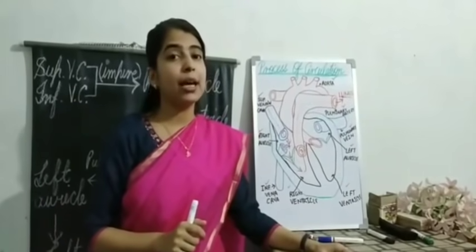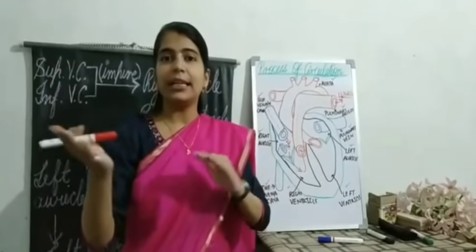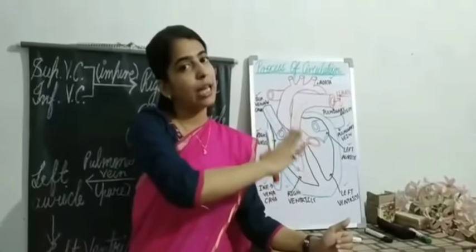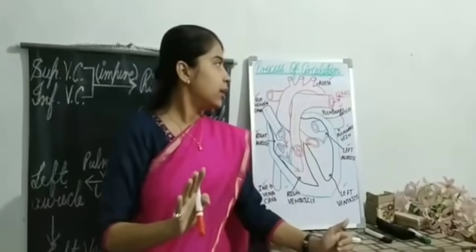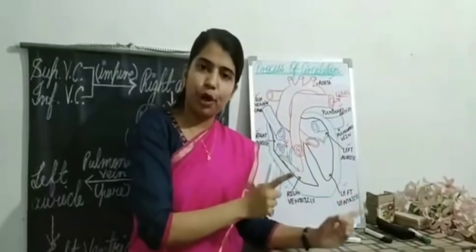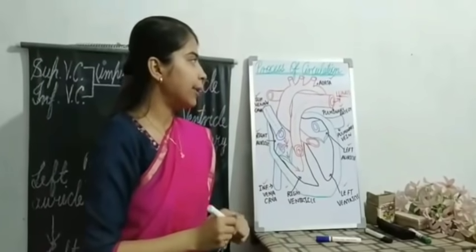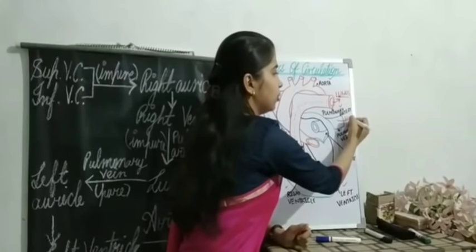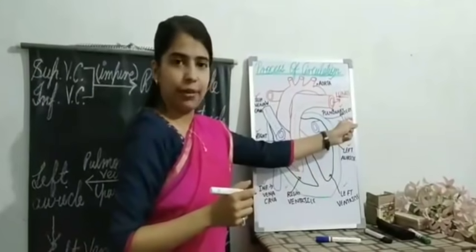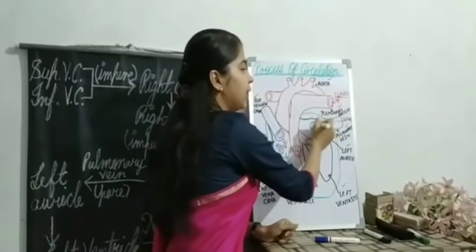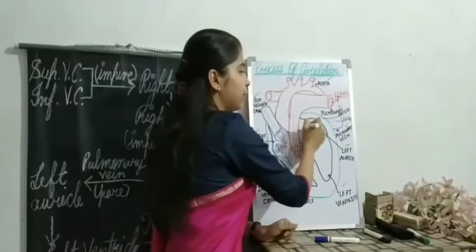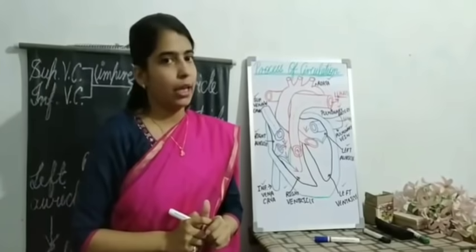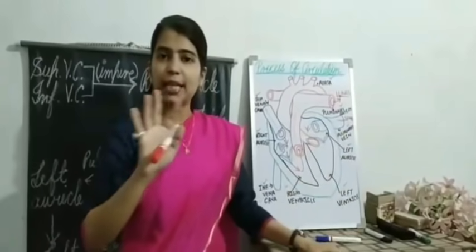Now what will happen in the lungs? The exchange of gases will take place. That is, the oxygen will enter into your blood and carbon dioxide will leave the blood. Clear? Now, once the blood gets purified in your lungs, what will happen? Your pulmonary veins will carry that purified blood from the lungs and drop it into your left auricle. Clear?